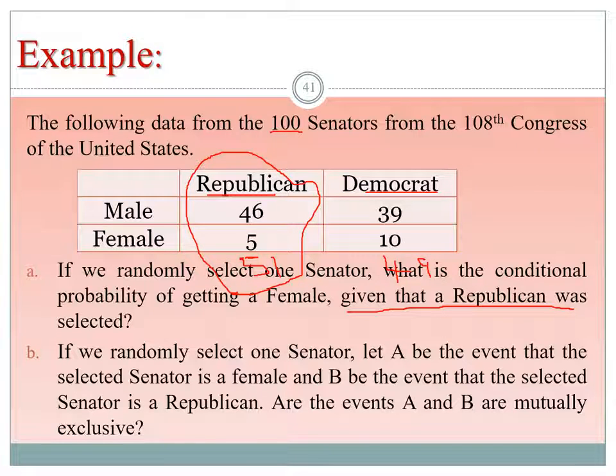Otherwise, we can use our basic formula. We can write down, recalling that event A is the first event and event B is the second event. In this case, maybe we can define A as the selected senator is female, and B as the selected senator is Republican. Then we can calculate the intersection probability of A intersection B and the probability of B, and then use the formula. Okay, so this is another way.